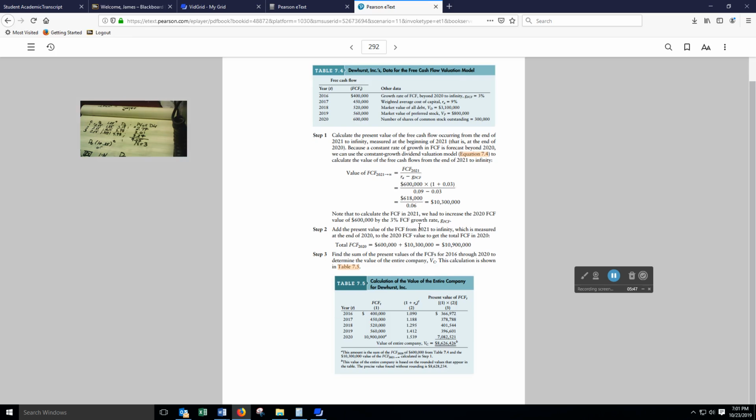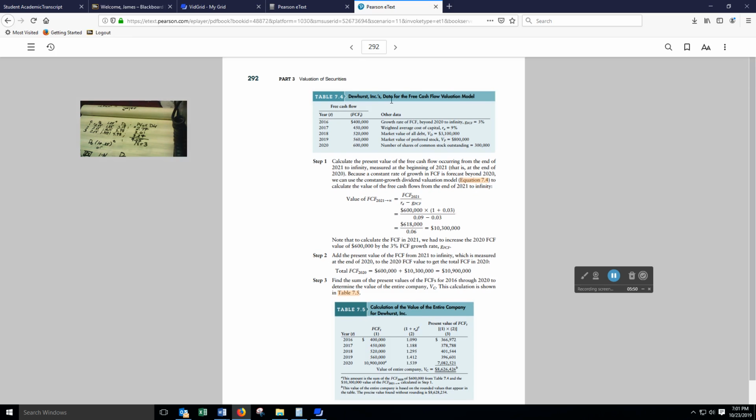Now here, we're going to go through an example from the book. So here I've got 5 years' worth of free cash flow predicted for this firm. And then we're given an expected growth rate of future cash flows after 2020, that's after the 5 years, of 3%. The weighted average cost of capital is 9%. The market value of all debt is given to us here, and that is $3.1 million. And the market value of all of our preferred stock is $800,000.